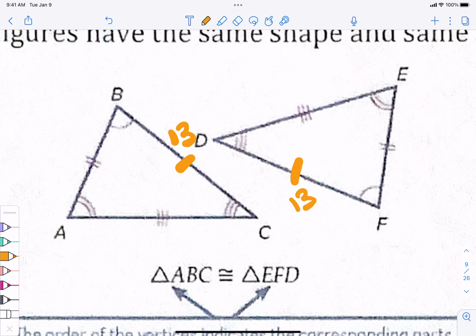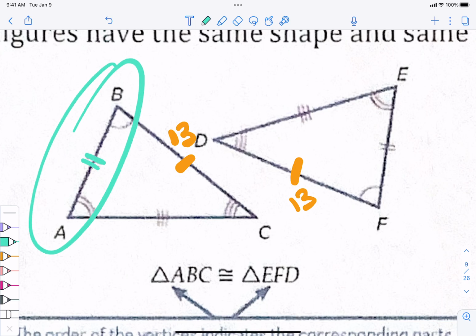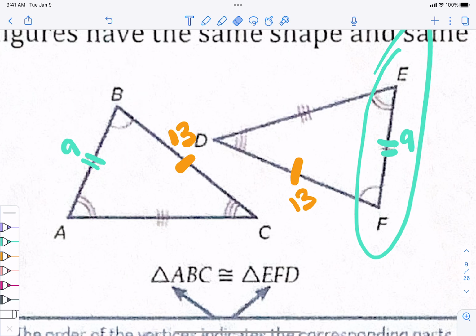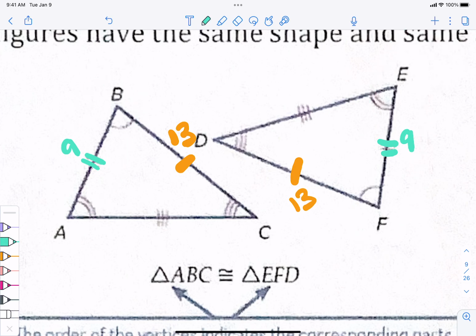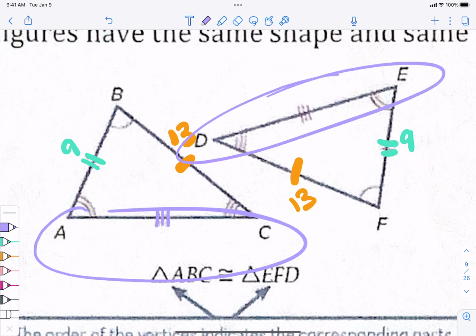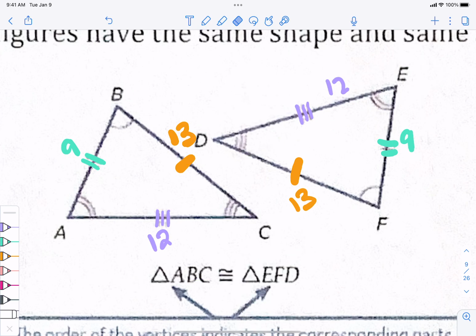Okay. Now the next one, the one that has two tick marks, is AB. From A to B, it will be the same length as from E to F, right? So let's say if that is like 9 units, this is also going to be 9 units. I'm just making these numbers up. If one is 9, the other one is going to be 9 as well. Does that make sense? Now the bottom side, AC, from A to C, is going to be the same length as DE, okay? So let's say that this one is 12. That one also has to be 12. Does that make sense?